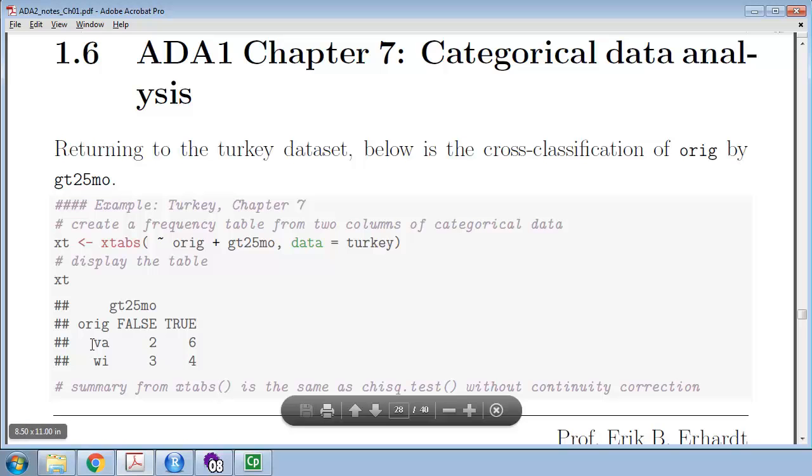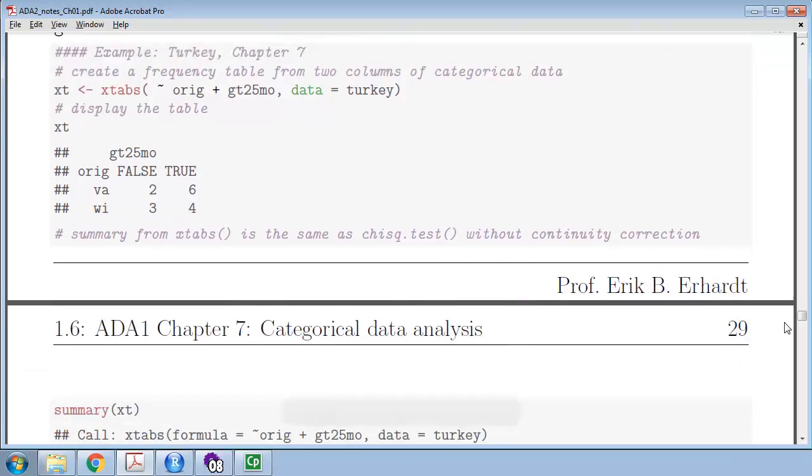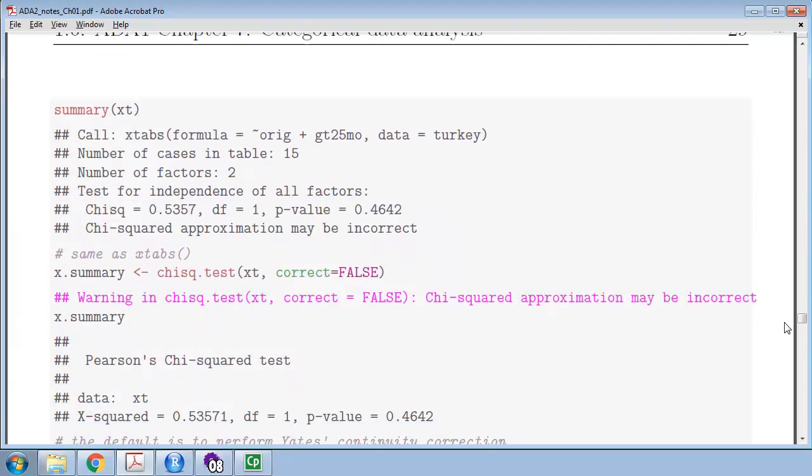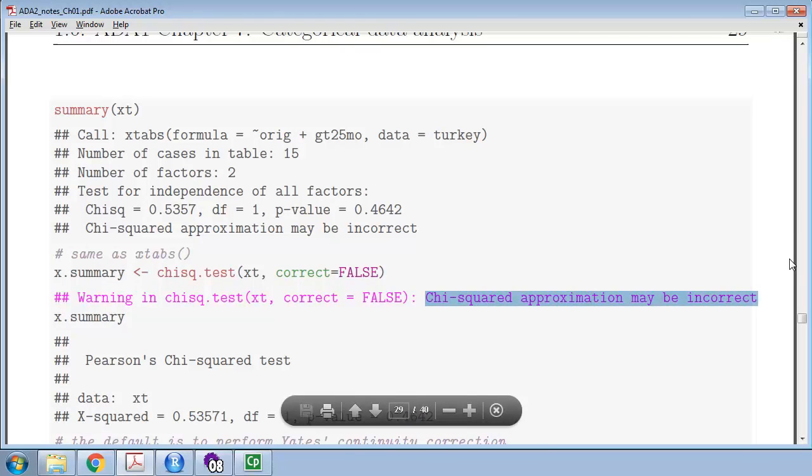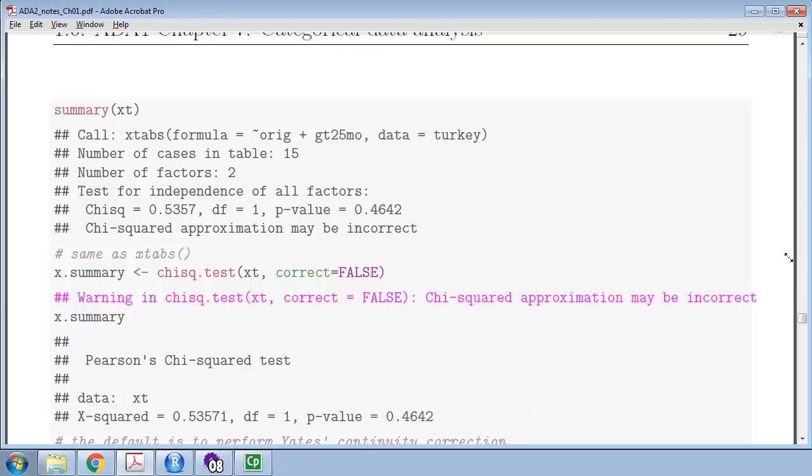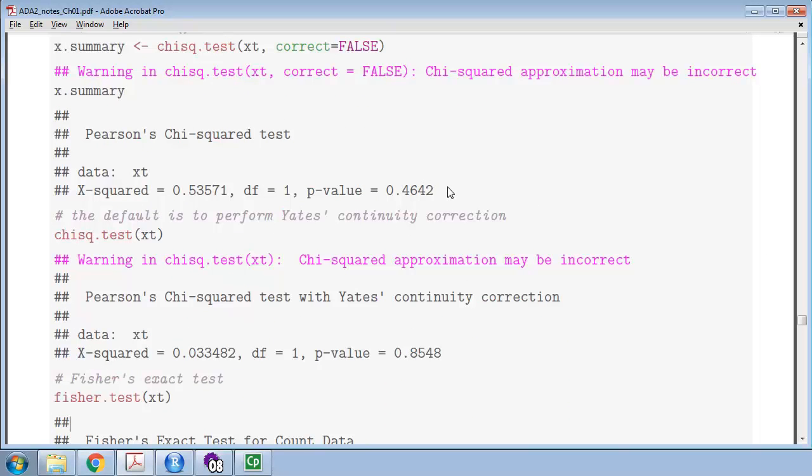And we see that for Virginia, there are 6 to 2, so about 3/4 for Virginia that are old, whereas Wisconsin it's about 50-50. We can do chi-square tests of association, and in this case we have a small sample size, and so we have a warning here that the approximation may be incorrect because we have a very small sample size. It gives us the chi-square value and the p-value for that comparison.